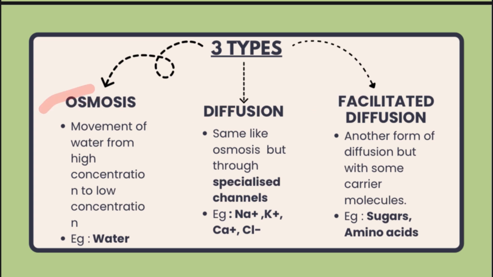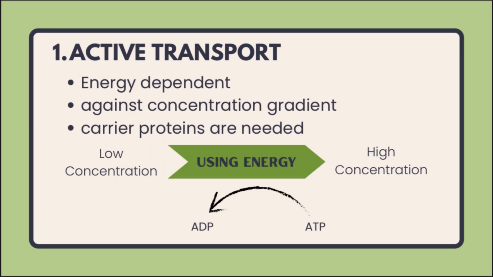So first is osmosis. What is osmosis? Movement of water from high concentration to low concentration, right? Example is water. And then next is diffusion. What do you mean by diffusion? Diffusion is somewhat like osmosis but through a specialized channel. Examples are sodium, potassium, cations and chlorine. Next is facilitated diffusion. What is facilitated diffusion? Another form of diffusion but with carrier molecules, for example sugar and amino acids. I hope you can understand easily.